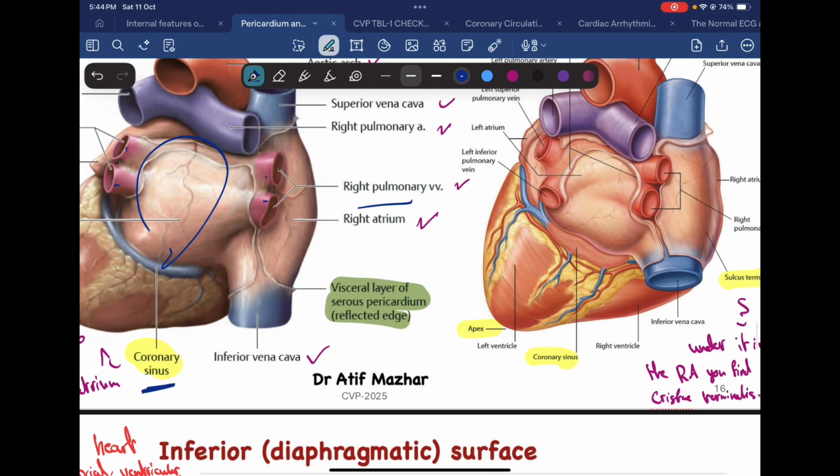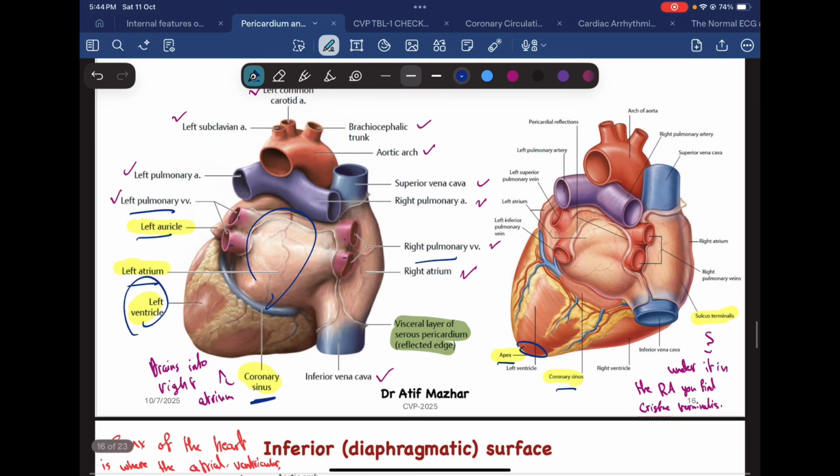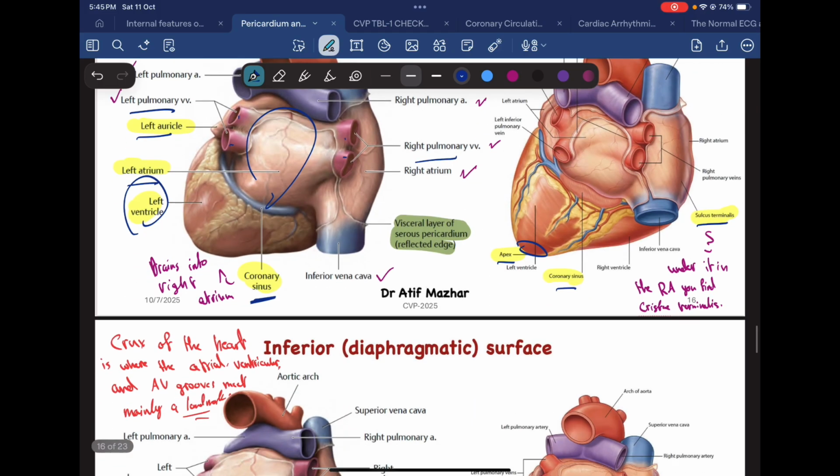We have the apex, which is basically just this point. Coronary sinus again, which is just a vein that drains the heart. Sulcus terminalis. Now, this one is going to be mentioned in the internal features. It's basically the landmark on the surface that tells you that under here you're going to find the crista terminalis, which has the SA node in it.